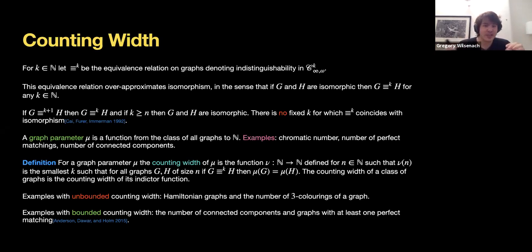So we know that problem is expressible in C^k_∞ω for some k. What's interesting about that is that the way we're going to prove the main result is by establishing that, in actual fact, the graph parameter that maps a graph to the number of perfect matchings in that graph has unbounded counting width. So, if you just ask whether it's non-zero, we can do that. But if you ask what it actually is, we can't do that.